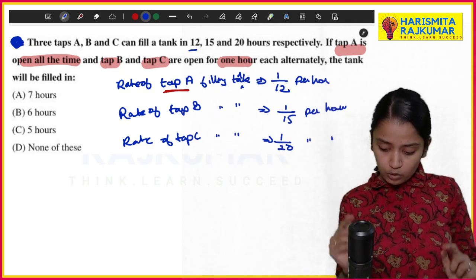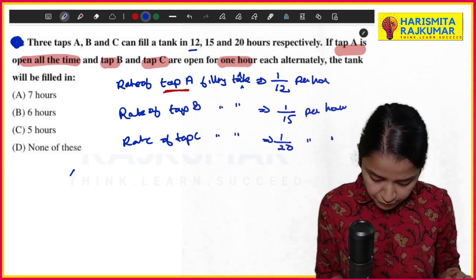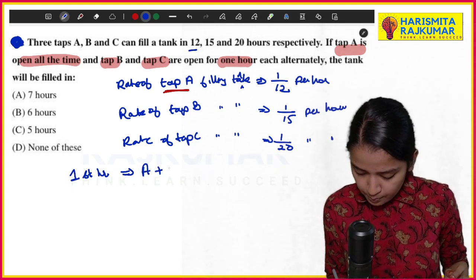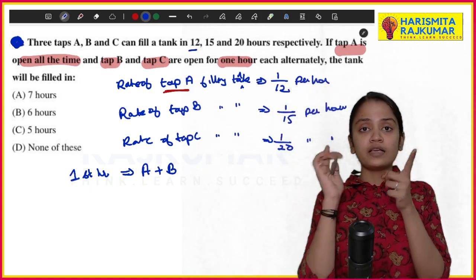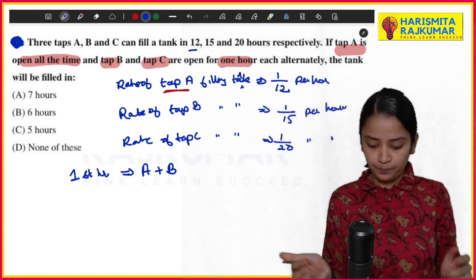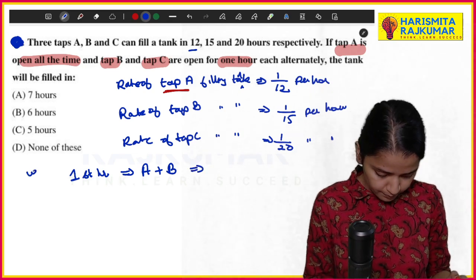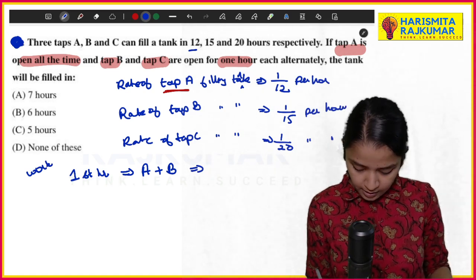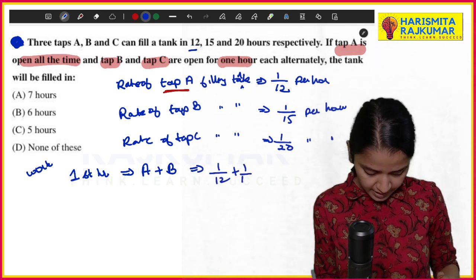Now tap A fills every time. So in the first hour, who fills? The first hour is filled by tap A and B. A fills every time. B will fill one time, then the next time it won't fill, and the next time it will fill. So the work in the first hour will be 1 by 12 plus 1 by 15.